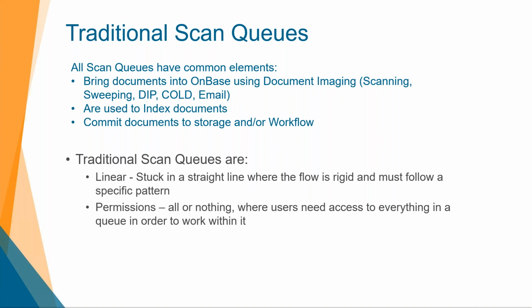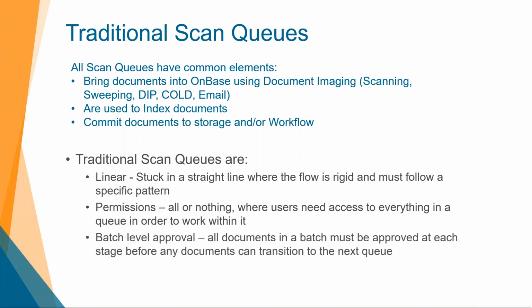The permissions are granted for the entire scan queue, so any user that needs to work within it sees every step in the queue, even if they are not supposed to be doing work within one or more of them. So it's an all or nothing permission type. And all documents within a batch must be completed 100% at every step before anything in the batch can move forward. This translates to limited customization options and a narrow approach to scan queues in general.